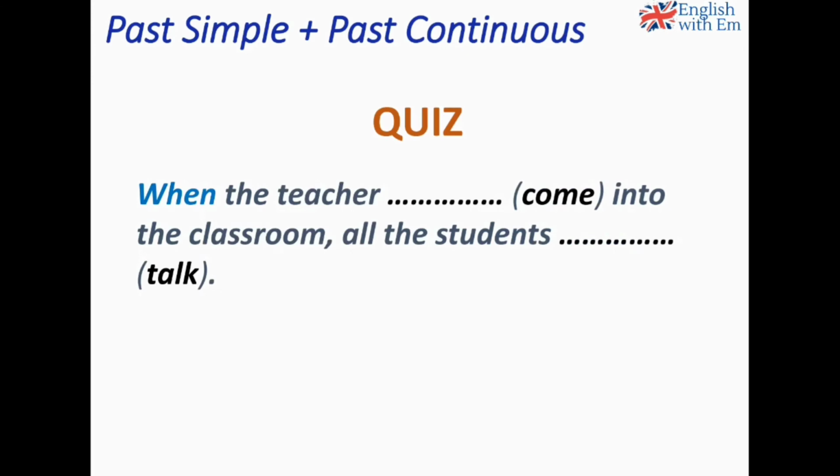When the teacher into the classroom, all the students. When the teacher came into the classroom, all the students were talking. So we use when to introduce the past simple for the short interrupting action, and the past continuous for the longer action that was in progress. In this case, the students were talking. That action started before the teacher walked in and interrupted them.